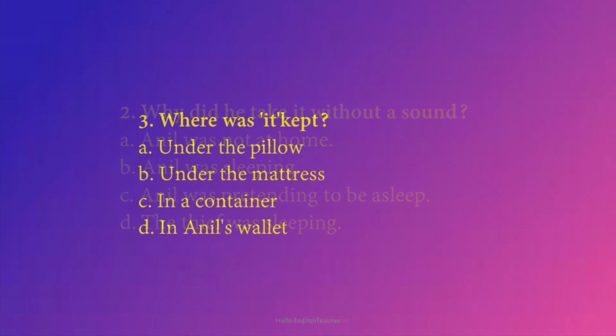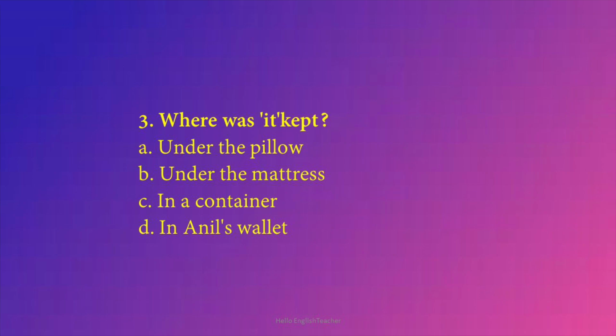So next question, where was it kept? What does it denote here? The bundle of notes. So where was it kept? Under the pillow, under the mattress, in a container, in Anil's wallet. So the bundle of notes was kept under the mattress. So the answer is B.